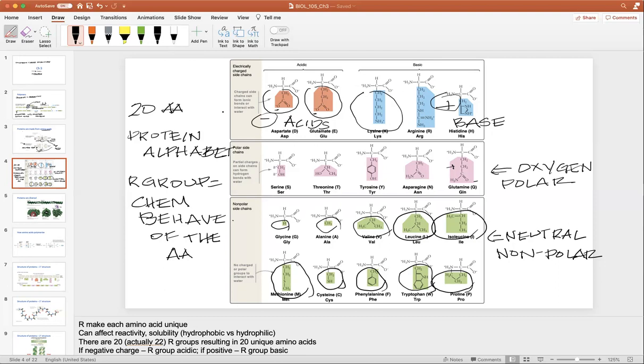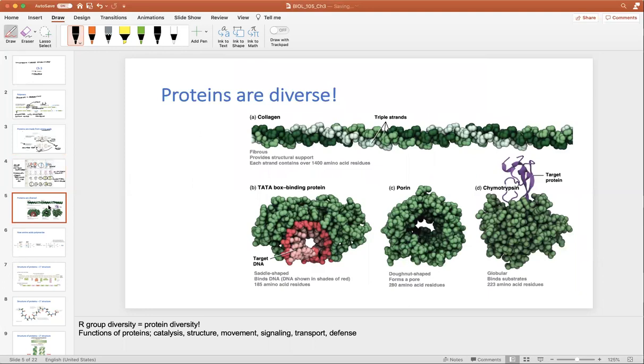Now, because we have this variety of amino acids that make up the protein alphabet, if you will, okay, 20 of them. Actually, I have down here 22. There are 2 that we don't really see in biological molecules, but that exist chemically, okay? But because there are 20 different amino acids that make up our protein alphabet, and they all have these unique chemical behaviors, what we find is that proteins are a very diverse class of molecules, okay?